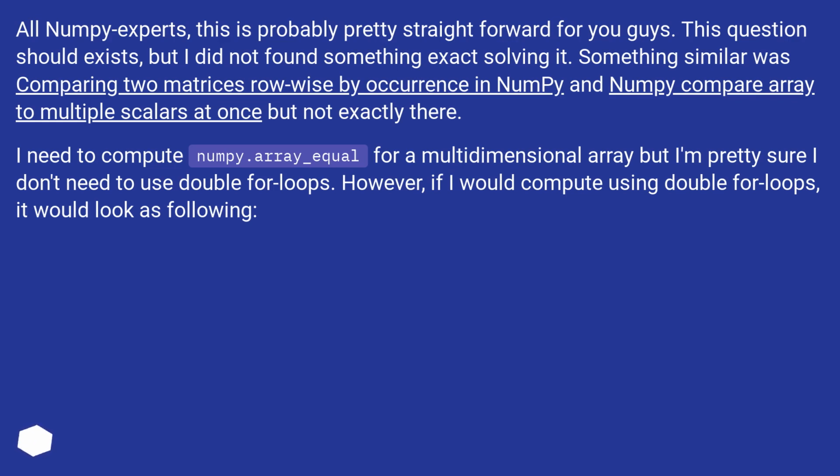Something similar was comparing two matrices row-wise by occurrence in NumPy, and NumPy compare array to multiple scalars at once, but not exactly there. I need to compute numpy.array_equal for a multidimensional array, but I'm pretty sure I don't need to use double for loops. However, if I would compute using double for loops, it would look as follows.